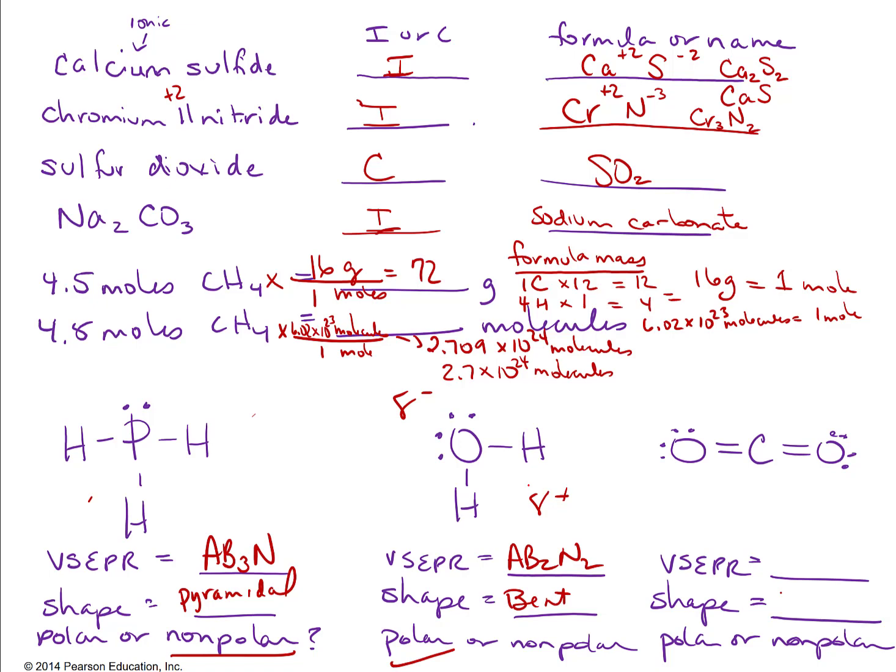The carbon in CO2 though is what? AB2. Does carbon have any non-bonding electrons? No. The oxygens do, but that's not the one you're looking at. You're looking at just what's around the carbon. So you would say the carbon is connected to two things. So even though they're double bonds, it's just one connection each. So that's AB2. And so when you have that, they spread straight out 180 degrees apart, and you call that shape linear.